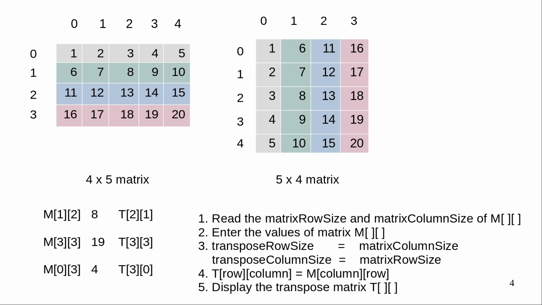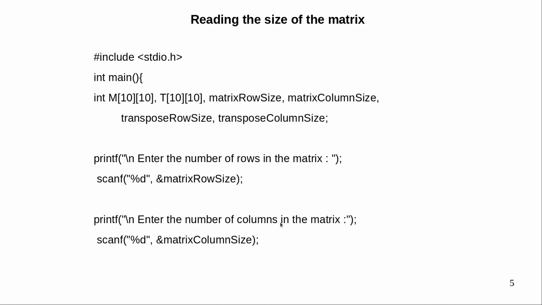So that's it. For each element in the 5x4 matrix, you will have to look for the value in the M matrix and then just write it there. Once you have all the 20 values, the transpose is complete, and the last step is to display the transpose matrix. Now we'll look at the program.